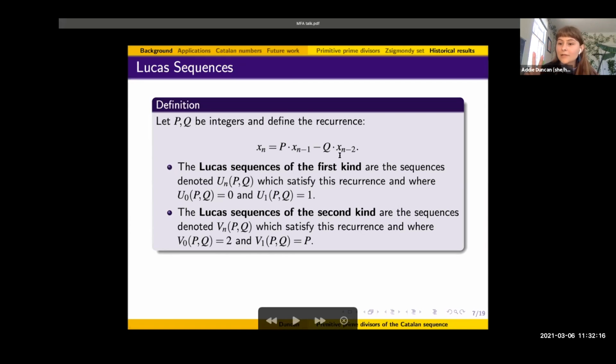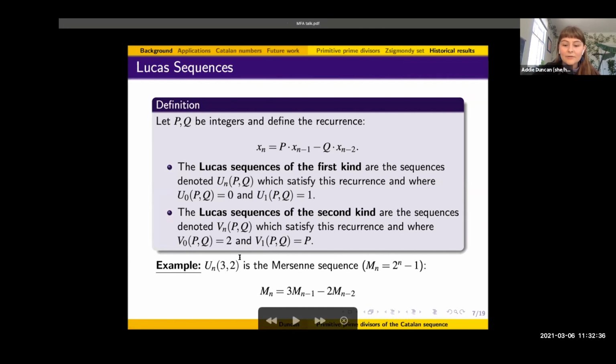And there are two kinds of Lucas sequences. The first kind have the initial conditions 0 and 1, and the second kind have the initial conditions 2 and p. So even with the same coefficients p and q, you can get different sequences based on the initial conditions. So we have two kinds of Lucas sequences. And just as an example, that sequence we were looking at before, the Mersenne sequence, can be written as a Lucas sequence using this terminology, and it's a Lucas sequence of the first kind with coefficients 3 and 2. And you'll have to believe me for now, but the Mersenne sequence satisfies this recurrence right here, which is exactly what this notation tells us.